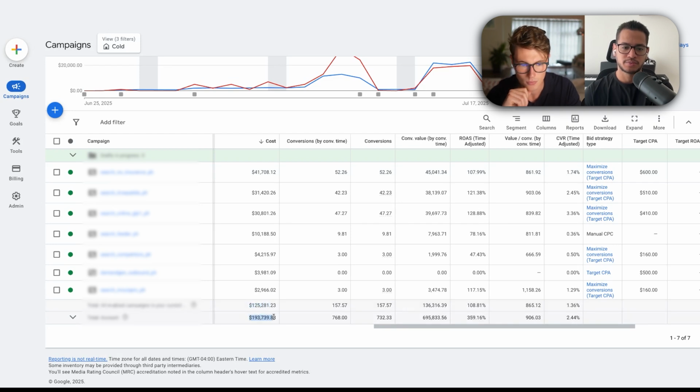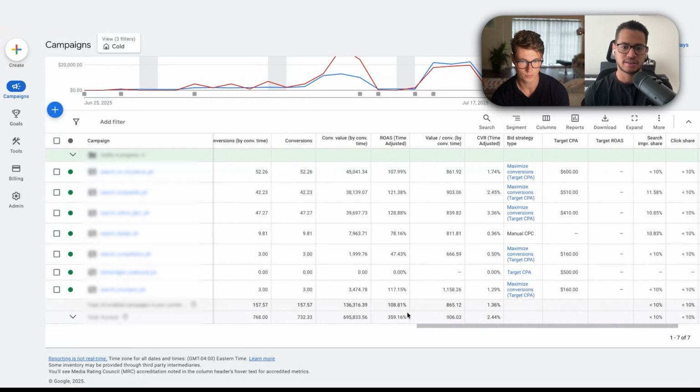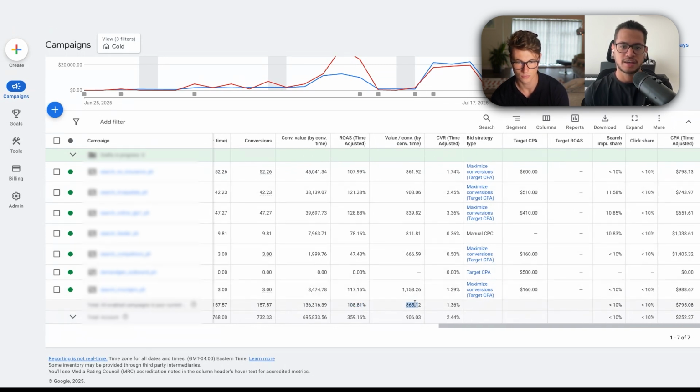Yeah, so I was just gonna show you before I do that. The total spend in this period is 193K. Then on the cold campaigns it's 125K. No branded search, no anything sneaking in there. And the ROAS for the cold campaigns is 108. The average order value is about 865, and the CPA currently is about 795.